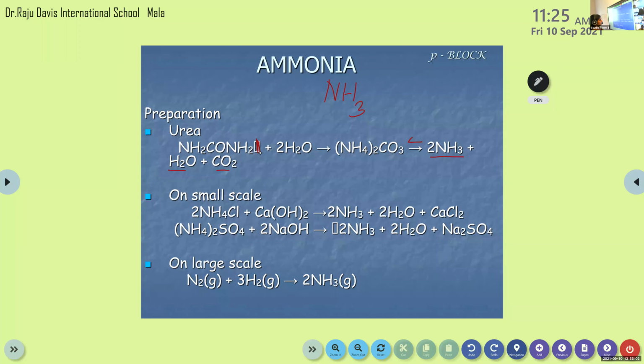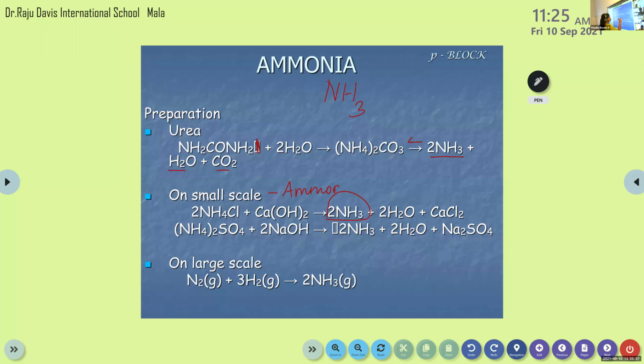Okay. Then another one, that's a small scale production of ammonia. It's obtained from ammonium salts. The first method, you can see that ammonium chloride. This ammonium chloride, ammonium sulfate, both are ammonium salts. So first one, ammonium chloride, it will react with calcium hydroxide to form ammonia, water molecule, then calcium chloride. The required product is ammonia. So from ammonium salts also, ammonia can be produced.